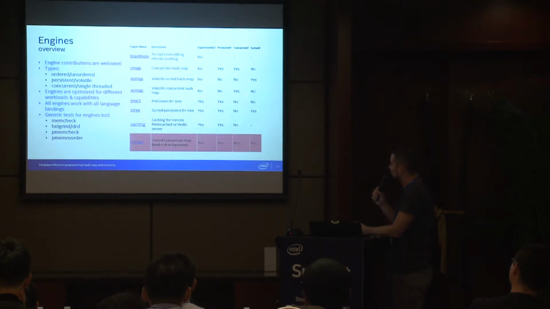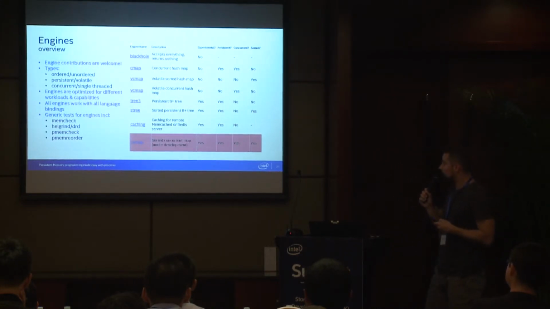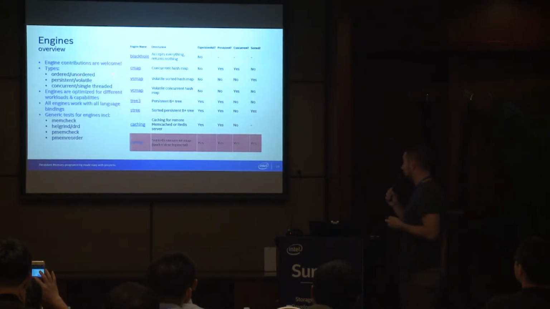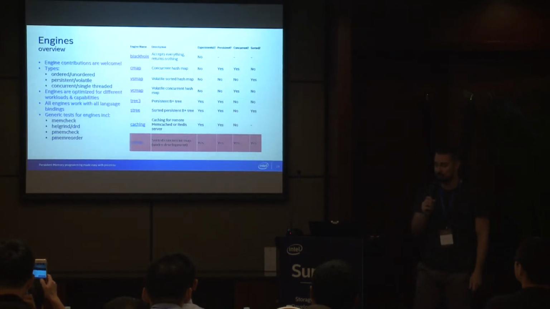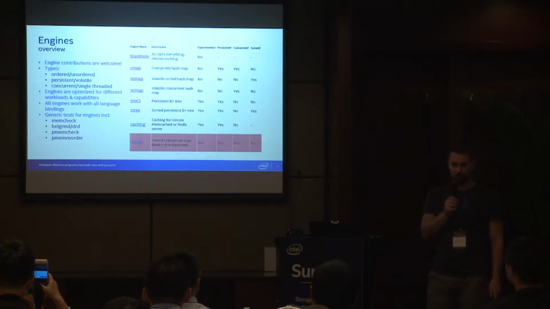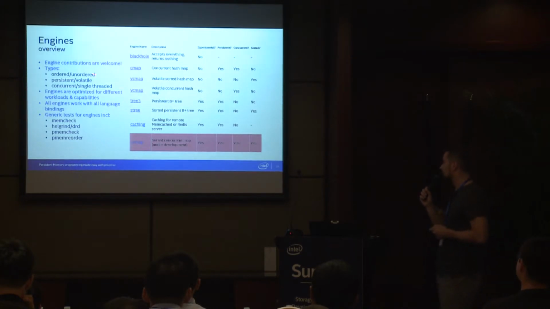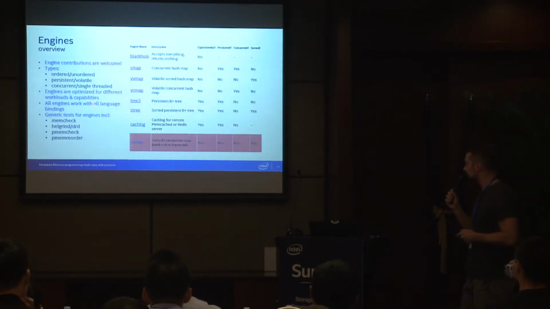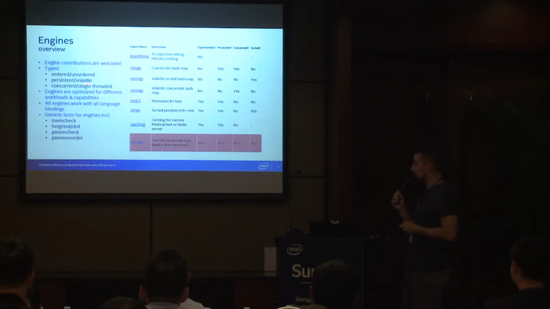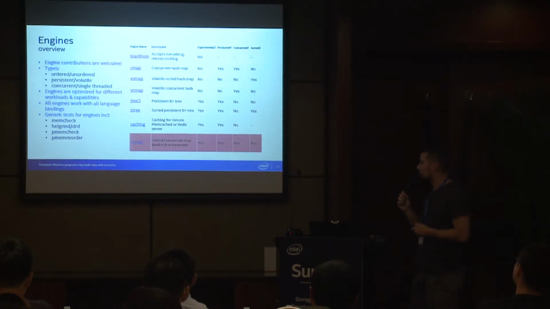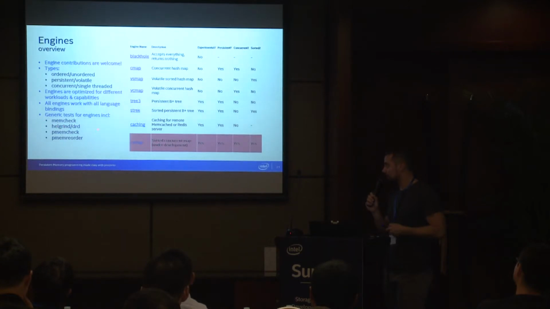And let's move to the engines. So this is the list of all available engines right now in Pmemkv. Engine contributions, of course, are welcome. We have a couple of types of engines. First of all, we recognize ordered and unordered engines, so most probably some kind of hash tables and trees. We recognize persistent and volatile engines. Again, we can use persistent memory for its capacity, not persistence. So this is the reason behind volatile engines. And we can recognize concurrent and single-threaded engines. All of them have different generic tests.